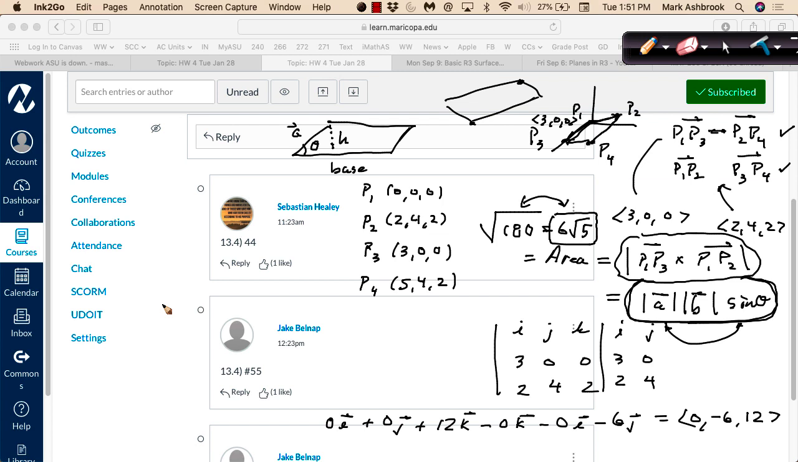So this is two things. It's the formula for the area of a parallelogram, but it's also the formula for the magnitude of the cross product. So they're equal. Therefore, the magnitude of the cross product equals the area of a parallelogram, and we can find the area of the parallelogram that way.